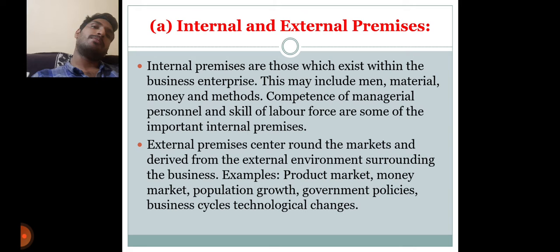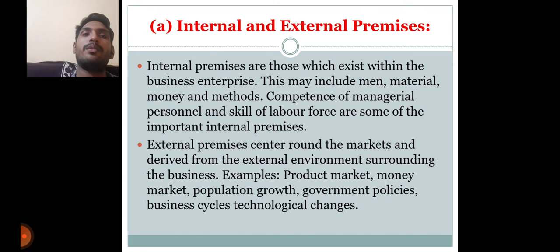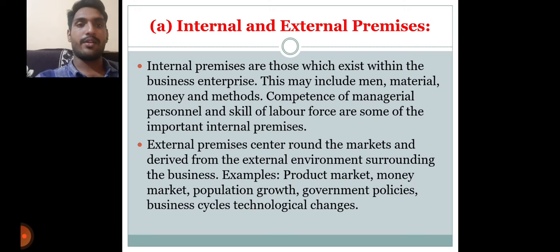So first we are explaining the internal and external premises. Internal premises are those which exist within the business enterprise. These may include man, material, machine, money and method. Compensation of the managerial personnel and skills of the labor force are some of the important internal premises. The external premises are those which arise from the market and are derived from the external environment surrounding the business. Examples: product market, money market, population growth, government policies, business cycle, technological changes.